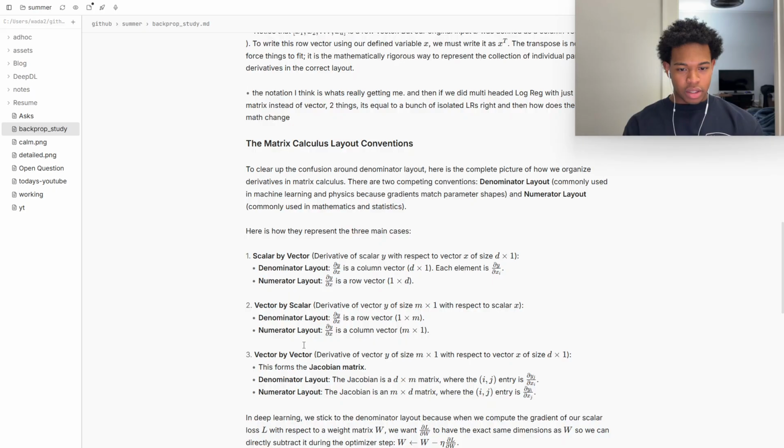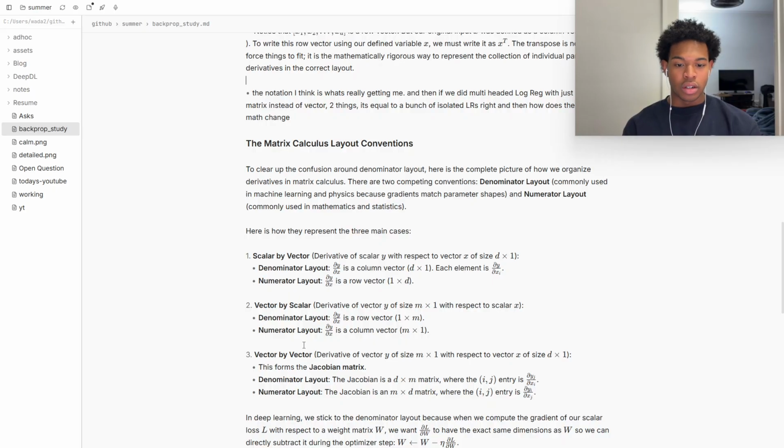Scalar y with respect to the vector x. It says row vector versus column. Derivative of scalar y with respect to vector x. Yeah, and I like denominator layout. Okay, cool, because that makes a whole lot more sense.